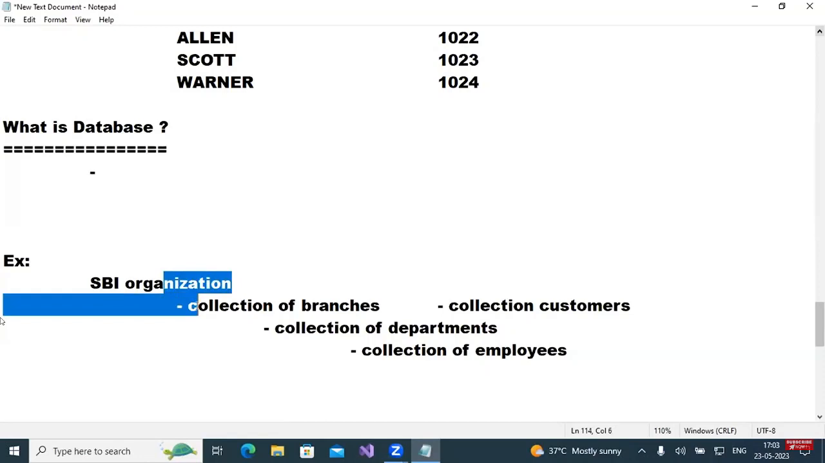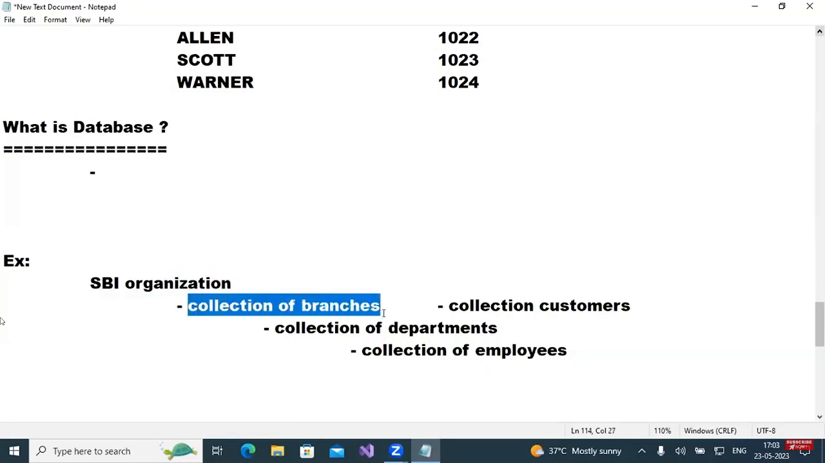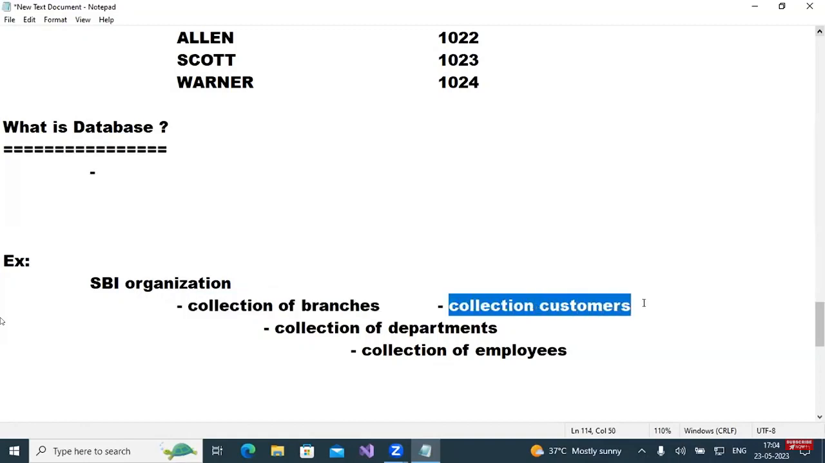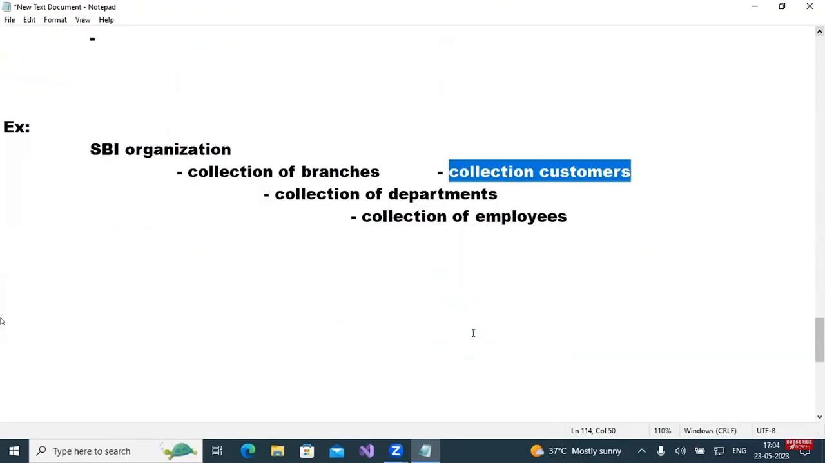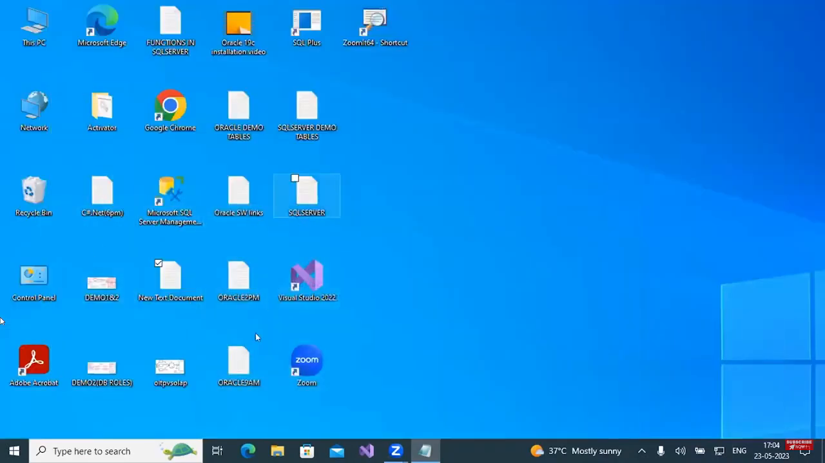Because, as I said, an organization is a collection of branches. In each branch some customers are there: some customers in Amirpet, some in Sanath Nagar, some in High Tech City, like this. So in every branch, some group of customers are interacting. This is what we call the SBI organization details, for example. So then what I want to do now for this requirement purpose, I want to go.